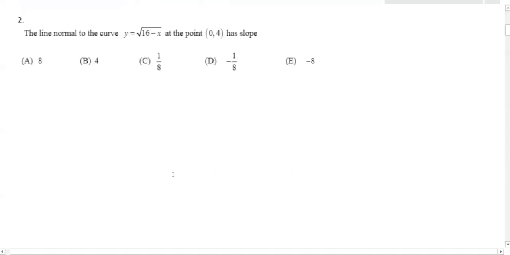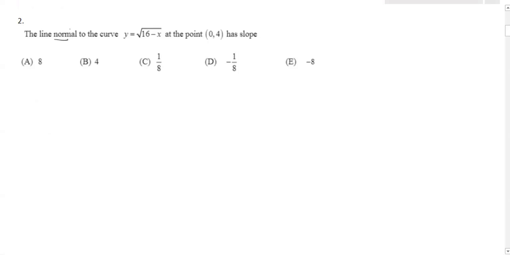Okay. So the line normal to the curve y equals root here at the point (0, 4) has slope. So normal is perpendicular to the tangent line. So this is as simple as taking the derivative, evaluating it at 0, and taking the opposite reciprocal of that value. So y prime is equal to, now remember the square root trick, it's the derivative of the inside over twice the original square root. I've taught you this before.